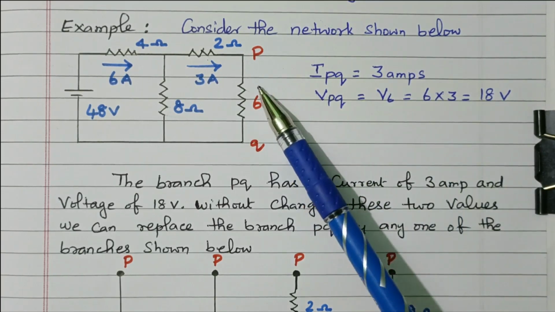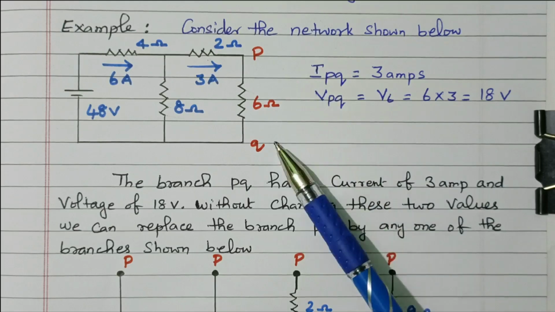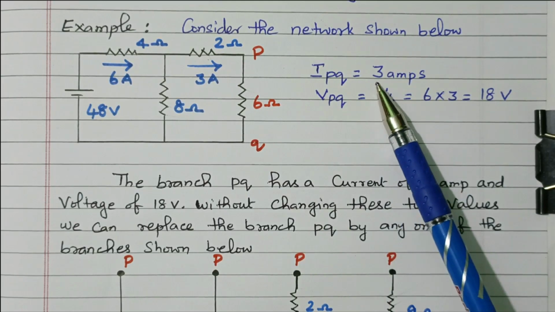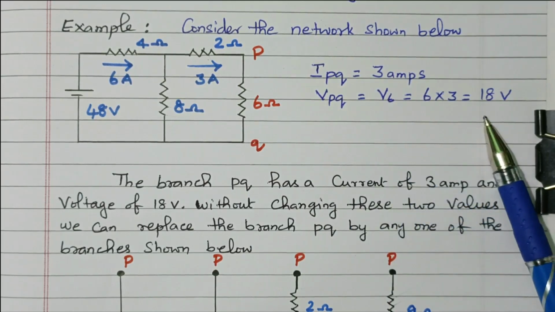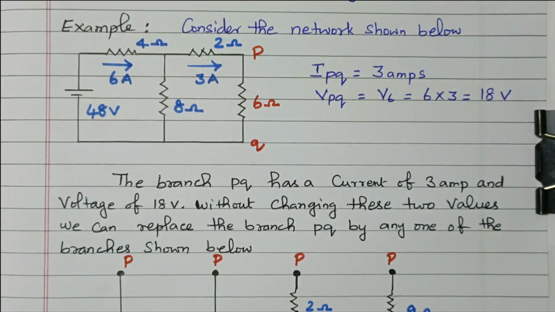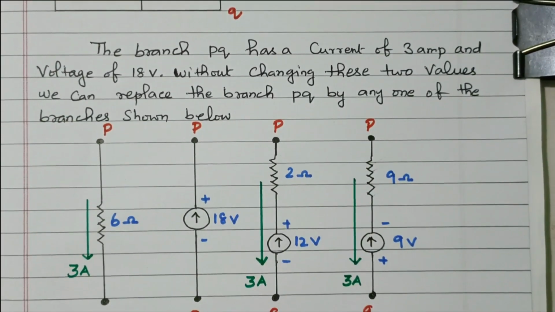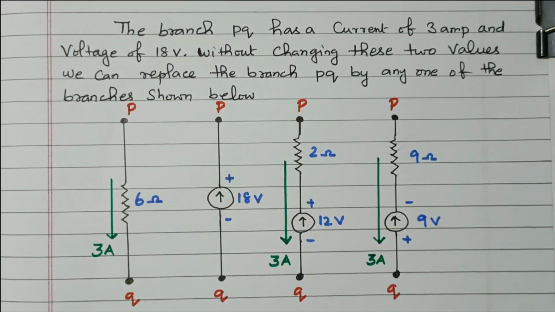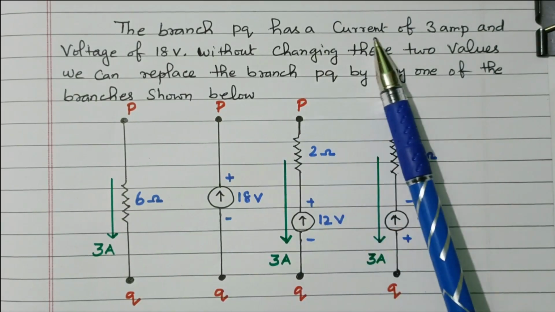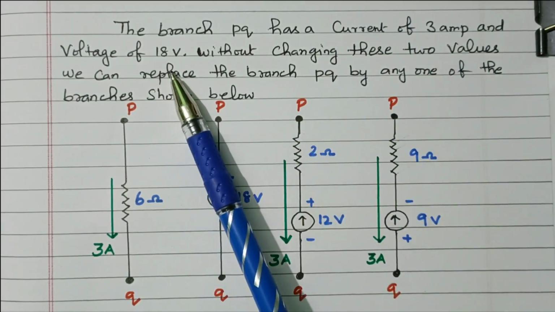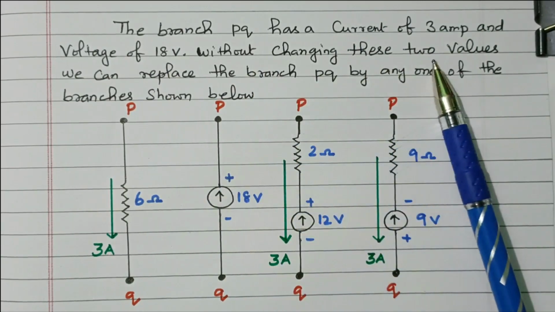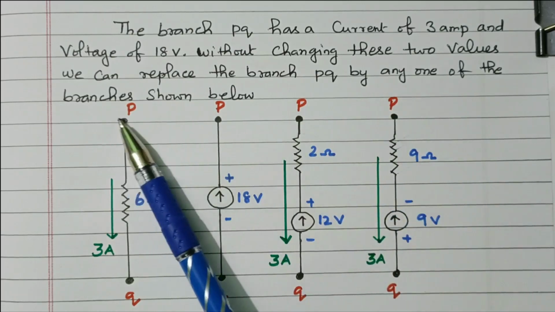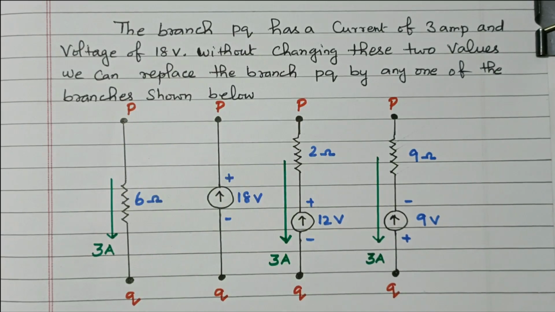Now we will see what the possibilities are to replace. We substitute the terminal PQ with different branches with current equal to 3 ampere and voltage equal to 18 volts. The branch PQ has a current of 3 ampere and voltage of 18 volts. Without changing these two values, we can replace the branch PQ by any one of the branches shown below. There are 4 possibilities available.